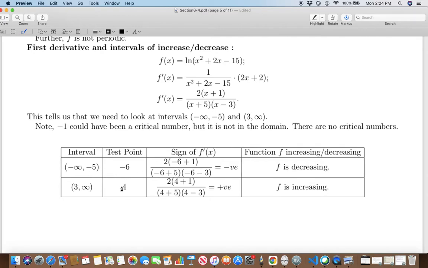Choose a test point and find the sign of f prime. Here it's negative, here it's positive. So I'm decreasing in the first interval and increasing in the second interval. Now, let's take the second derivative.